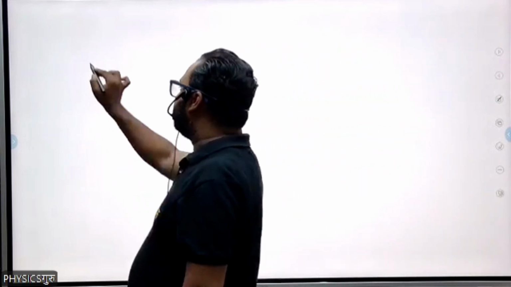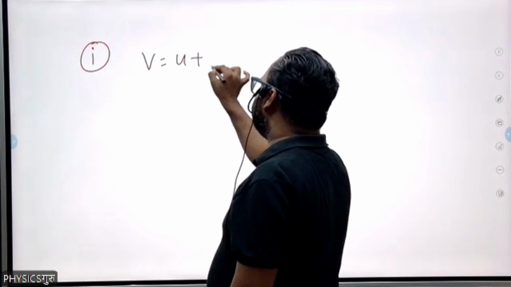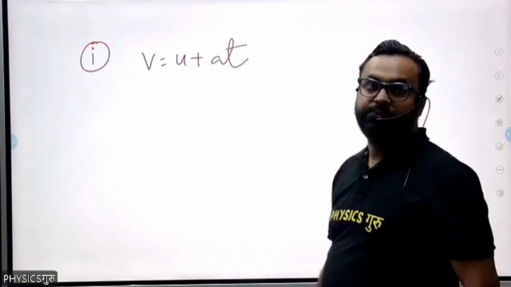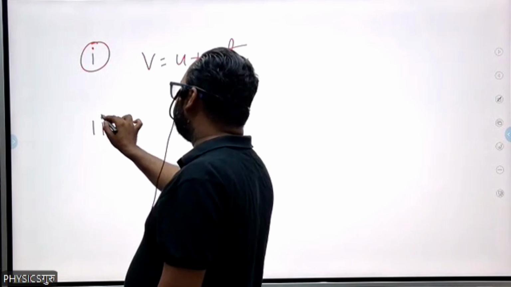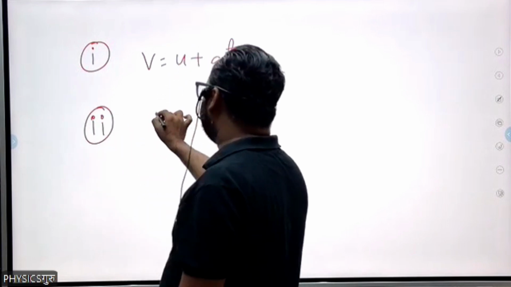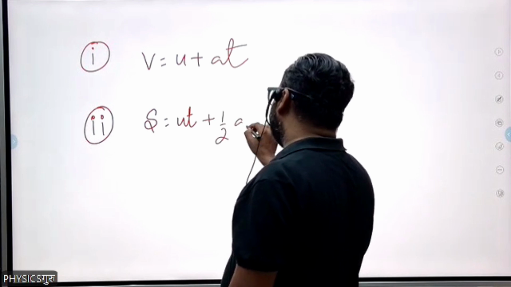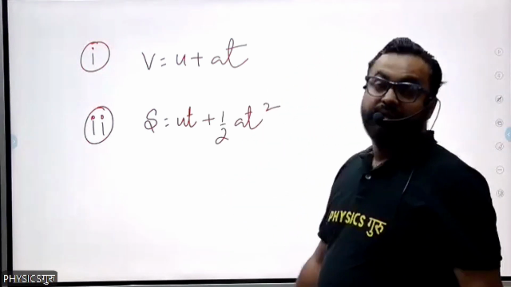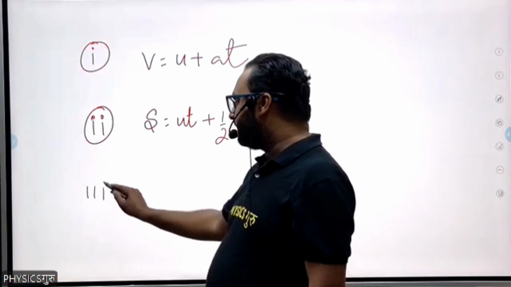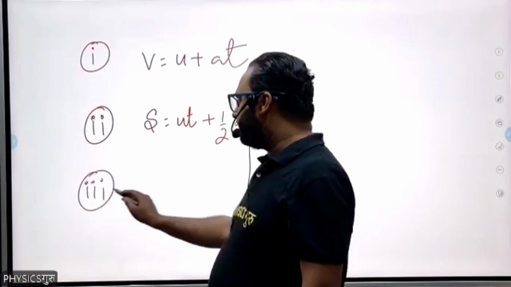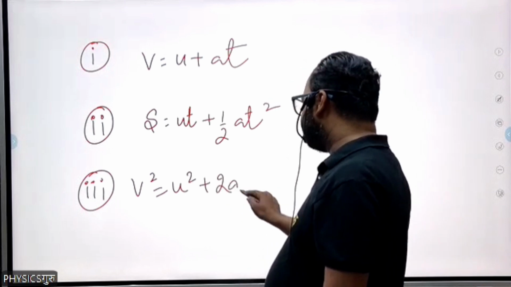So first equation, v is equal to u plus at. Second equation is s is equal to ut plus half at square. This is the second equation. Third equation of motion: v square is equal to u square plus 2as.